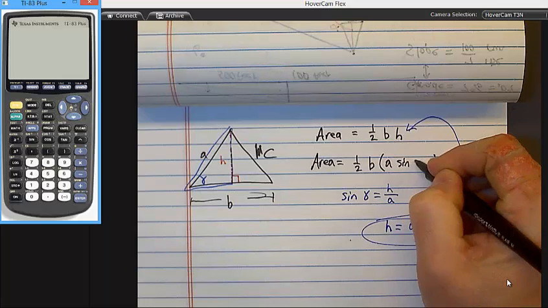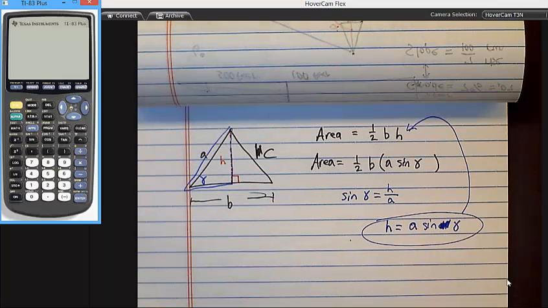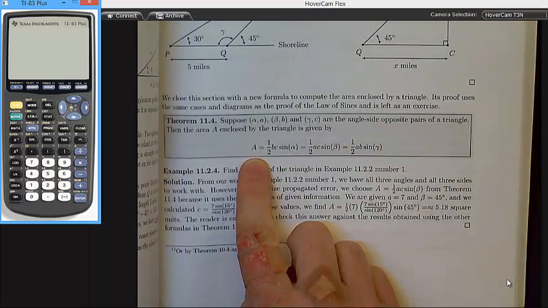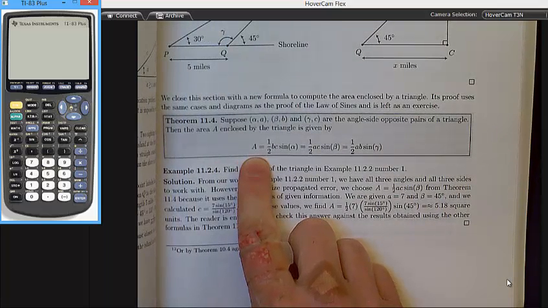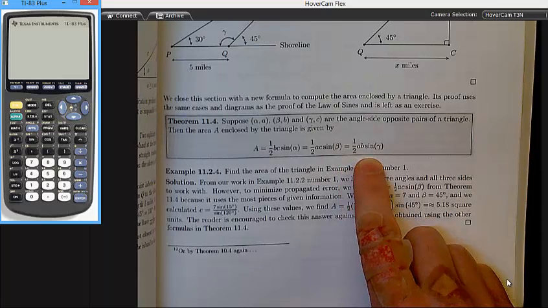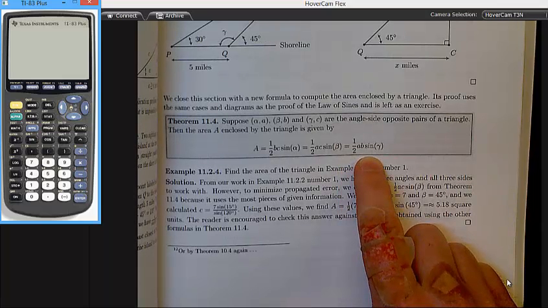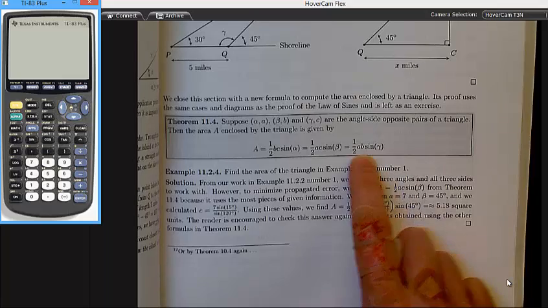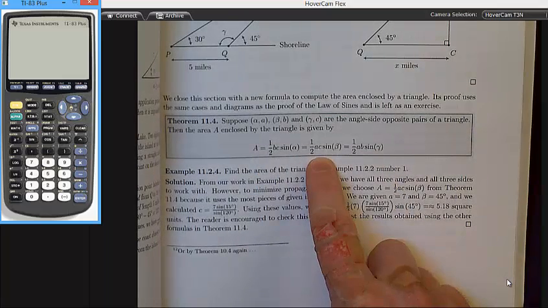And sure enough, that's one of the formulas in the book. Let me show you that gray box. Kaboom! They say if you have any triangle, not just a right triangle, and you don't know the height, area will be 1/2 AB sine of gamma. Okay? And then there was nothing special about the letters A, B, and C the way they were. You could do BC sine of alpha or AC sine of beta.